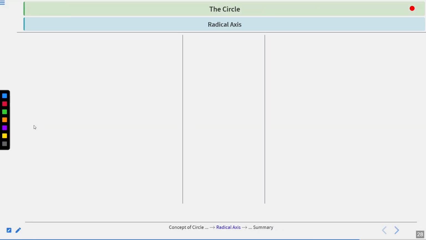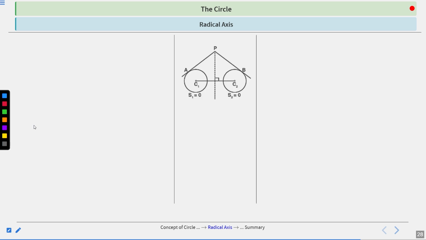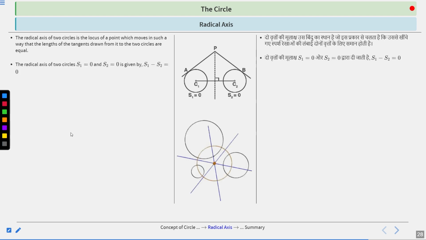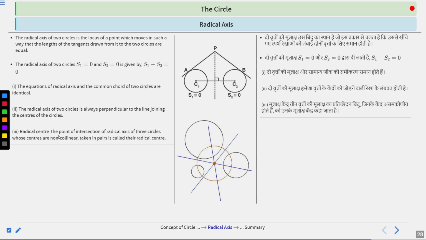Now, let us see the radical axis. The radical axis of two circles is the locus of a point which moves in such a way that the lengths of the tangents drawn from it to the two circles are equal. The radical axis of two circles S1 equal to 0 and S2 equal to 0 is given by S1 minus S2 equal to 0. The equation of the radical axis and the common chord of two circles are identical. The radical axis of two circles is always perpendicular to the line joining the centers of the circles.